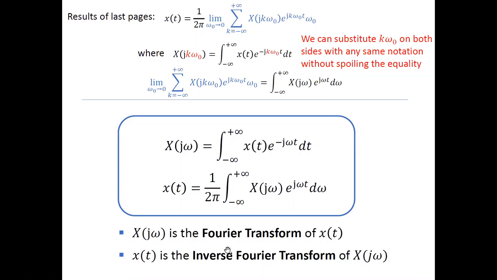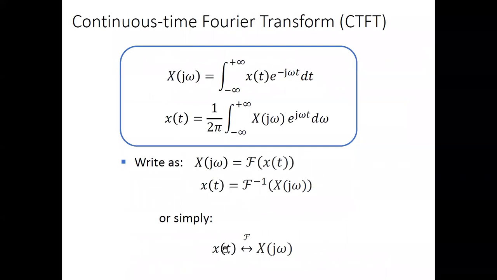But anyway, this pair of equations is the Fourier transform. The first equation is the Fourier transform. So we see that x of j omega is the Fourier transform of small x of t. And vice versa, small x of t is the inverse Fourier transform of x of j omega. So this pair of transform and inverse transform involves two continuous variables. One is t, which we understand as time. One is omega, which we understand as frequency. Why it's a frequency, I will elaborate later.